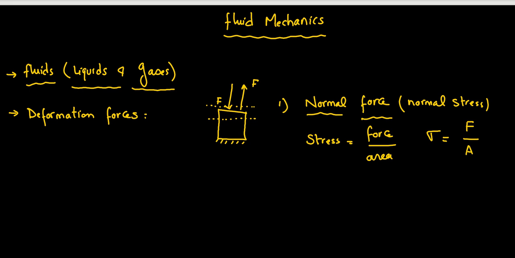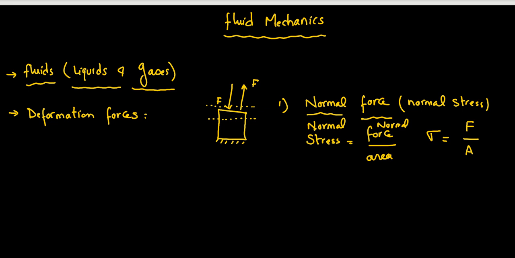So the first type of deformation force is the normal force, which causes either stretching, what we call elongation of your material, or maybe compression. When you divide that force over the area it is applied over, you get what we call normal stress. So this is a normal stress because it's coming from a normal force applied over a specific area, right?